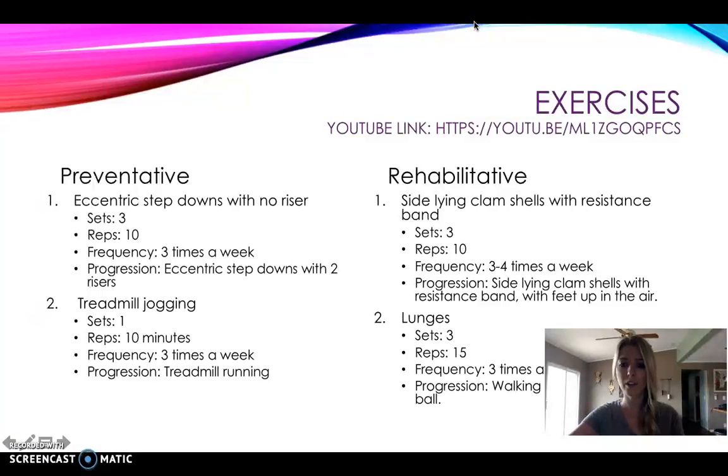With the resistance around your knees, you're opening and closing at the knees, and it's going to work the hip muscles. Again, the hip rotates the whole lower extremity, keeping everything in line when you're running. Another one that is going to be done for rehabilitation is lunges. Walking lunges can be the progression of this, just to work again on hip stability, quad stability.